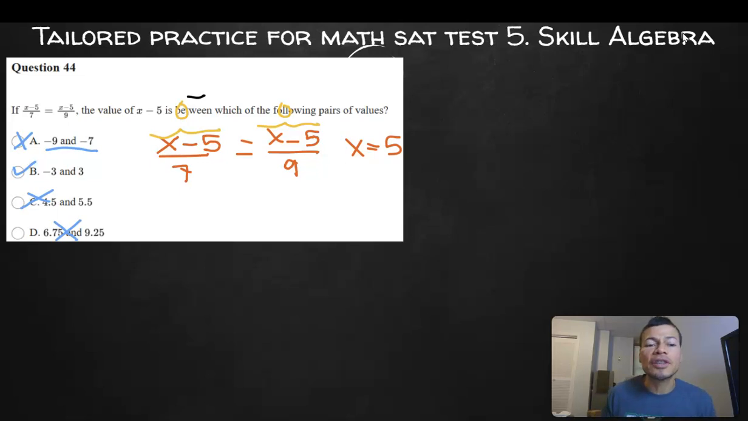So for this one, you just need to pay attention to what makes the numerator 0. And once you realize that the numerator is 0 when x equals 5, you are going to find out where 0 falls within these intervals that you have in your answer choices. And that's all for that problem.